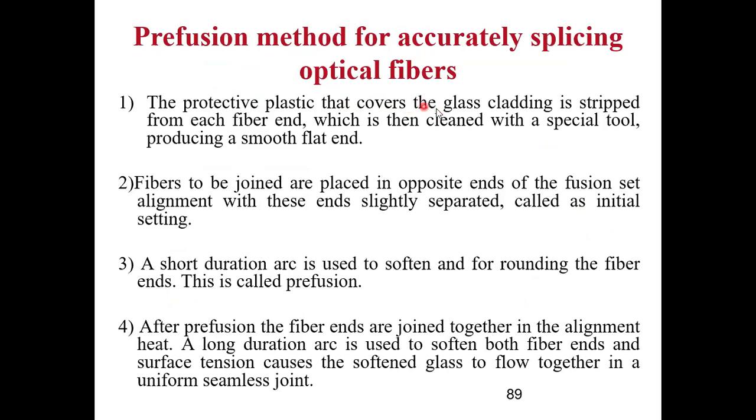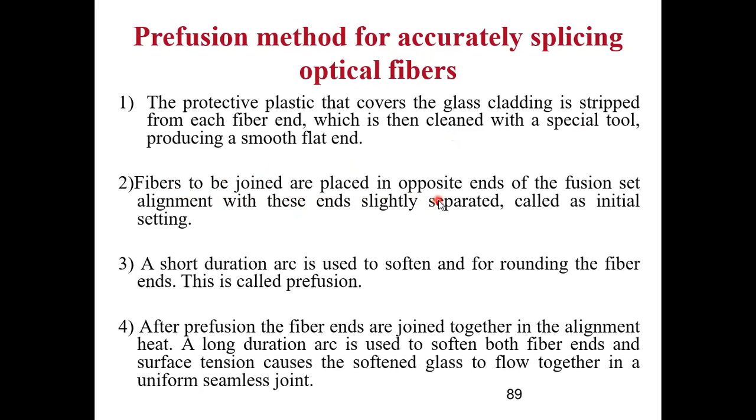The protective plastic that covers the glass cladding is stripped from each fiber end, which is then cleaned with a special tool, producing a smooth flat end. Because when I remove the cladding, it is made up of glass. Okay, this I could have shown you better when it is demonstrated practically. As you remove the cladding, you can see the core fiber is very small, but still all those glass particles of the cladding will remain on the core. So I need to clean that. Otherwise, again, that will cause loss.